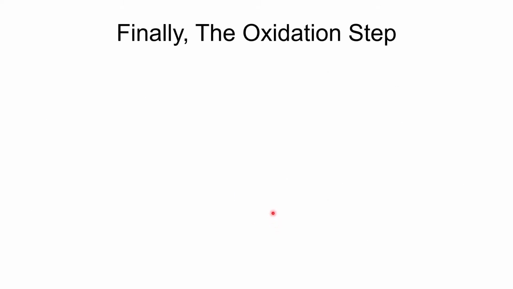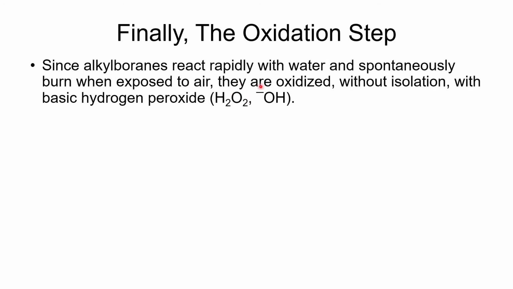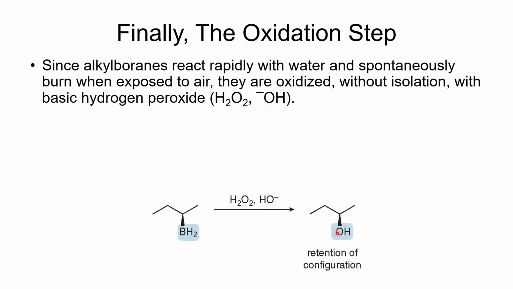All right, so let's look at the final oxidation step to help understand what I mean by the hydrogen goes to the more substituted carbon. The alkyl boranes, if you try to isolate those, react with water. They react when they're exposed to air. There's all kinds of things that they react with. If we take them and put them with basic hydrogen peroxide, so hydrogen peroxide mixed with a little bit of this strong base, we get oxidation of the carbon-boron bond to form a carbon-OH bond.